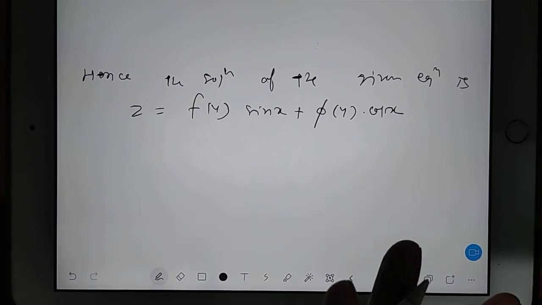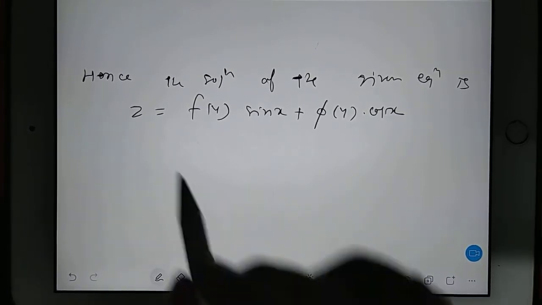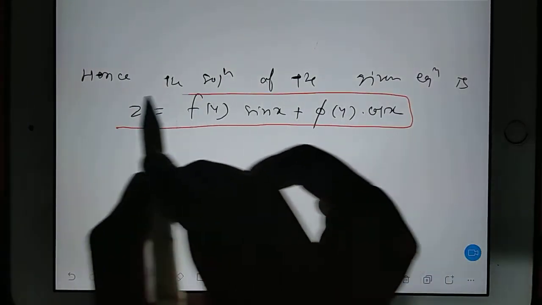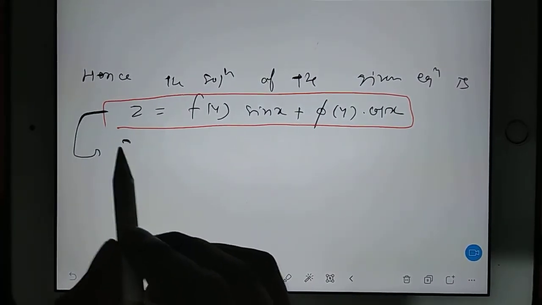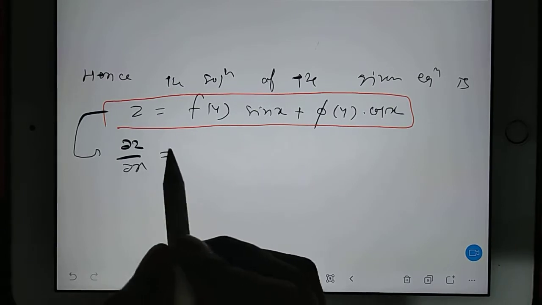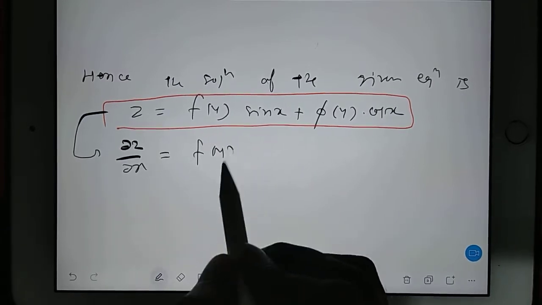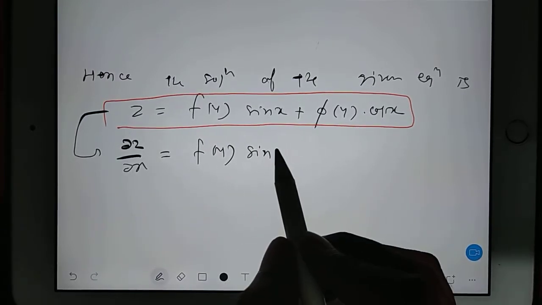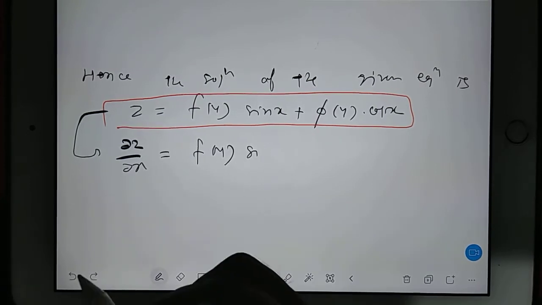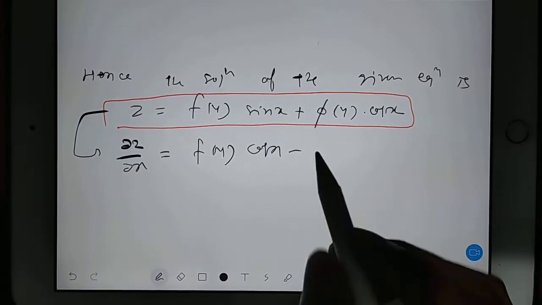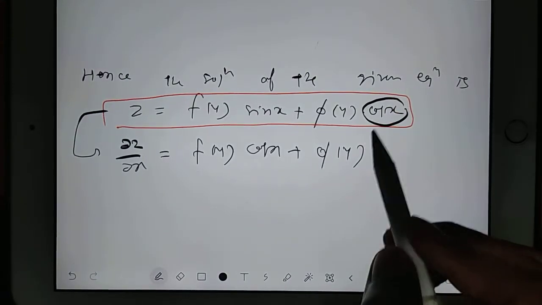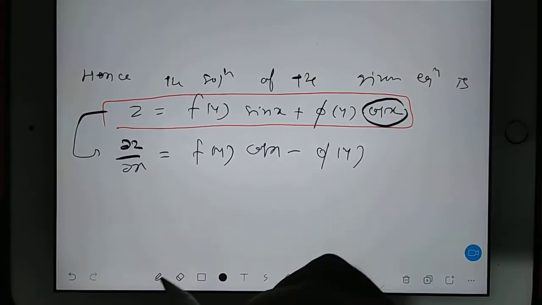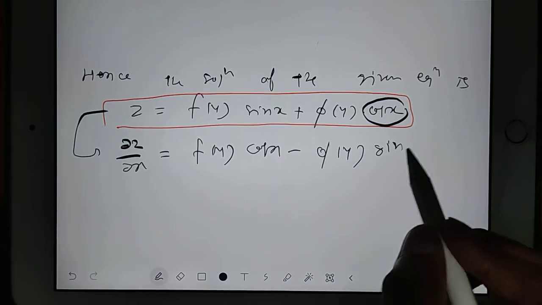I hope it's totally clear. So if this is my solution, then if I differentiate this one time, that is dou z by dou x, then f y will be as it is, sin, and this will be cos x, plus phi y will be as it is, then this cos will convert into minus sin, so minus y I will write here, minus sin x.